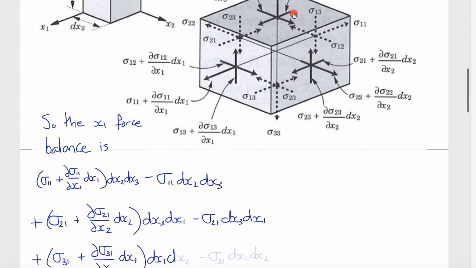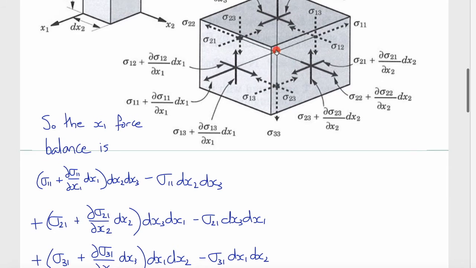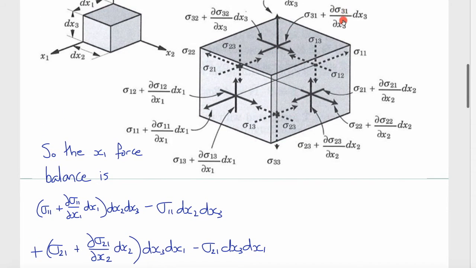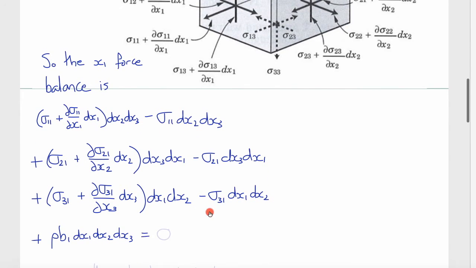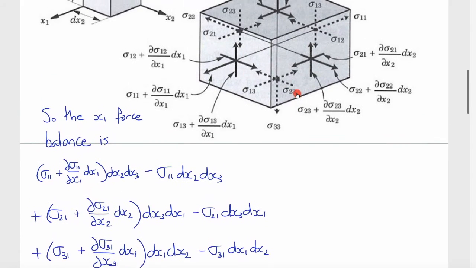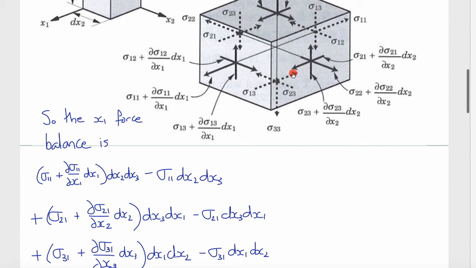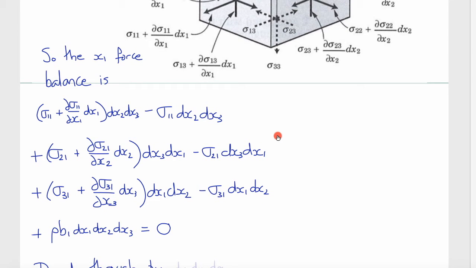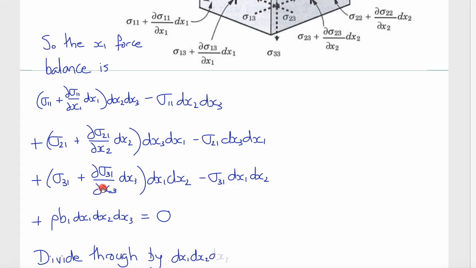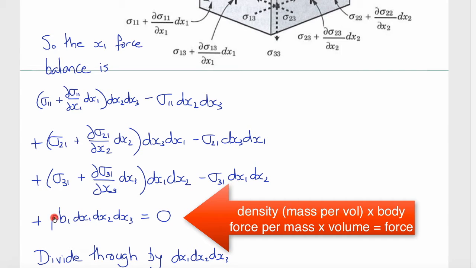And then finally, the shearing tractions on the three face. So σ31 plus ∂σ31/∂x3 dx3 times dx1 dx2, minus σ31 times dx1 dx2. And then plus a component of the body force in that direction, which we would multiply by the volume, since this is body force per unit mass times mass per unit volume would give us body force per unit volume times volume would be force.